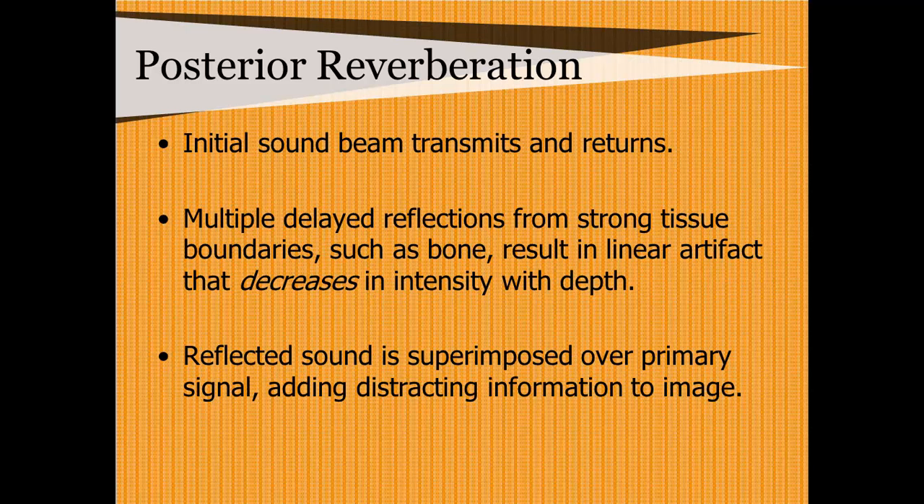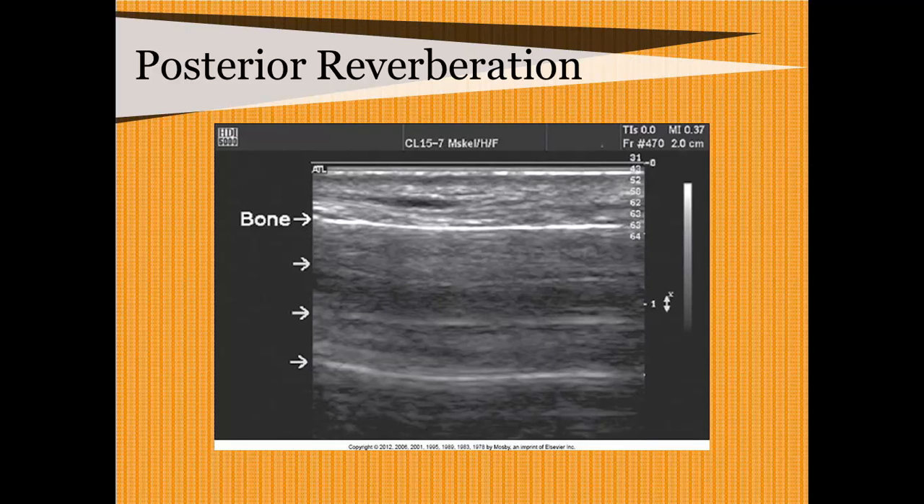Posterior reverberation. The initial sound beam transmits and it returns, but you get delayed reflections from strong tissue boundaries. So if you have bone, it'll result in a linear artifact that decreases in intensity with depth. Reflected sound gets superimposed over the primary signal, adding distracting information to the image. So this is going to be an example here. You see the bone here is the strong reflector, and then reverb, reverb, reverb.